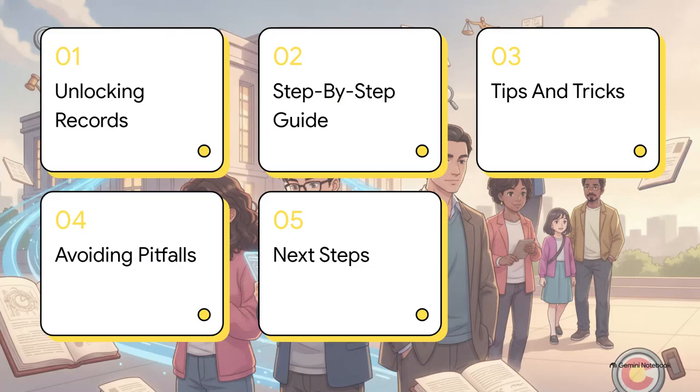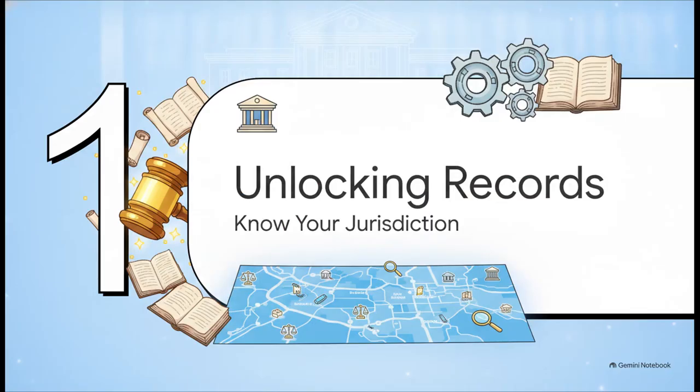So here is our roadmap for today. 1. Unlocking court records. 2. Step-by-step search guide. 3. Insider tips and tricks. 4. Avoiding common pitfalls. And finally, 5. Conclusion and next steps. Section 1. Unlocking court records.